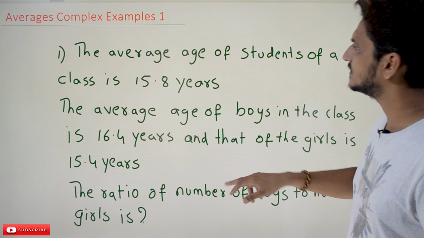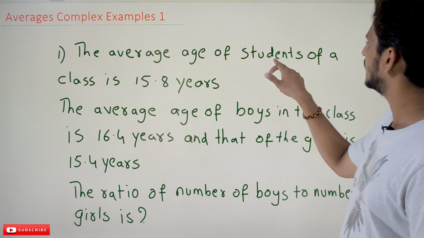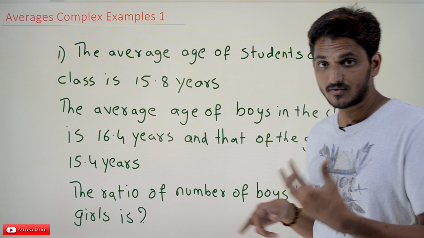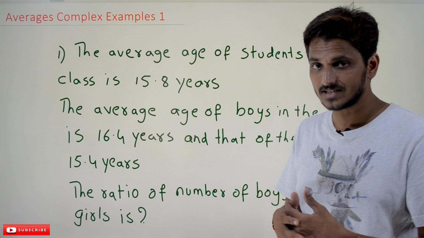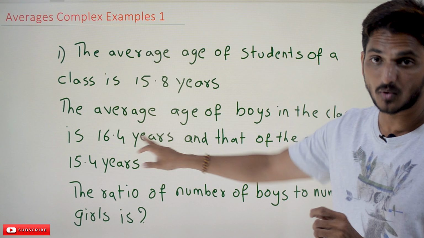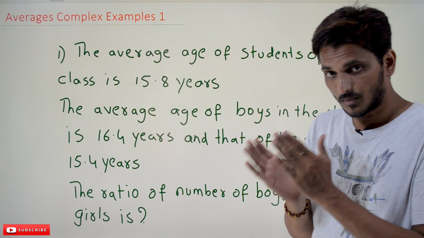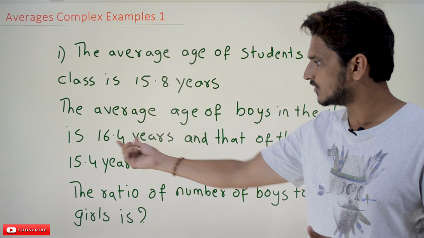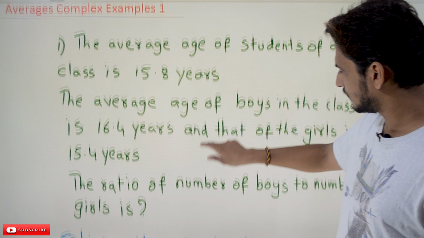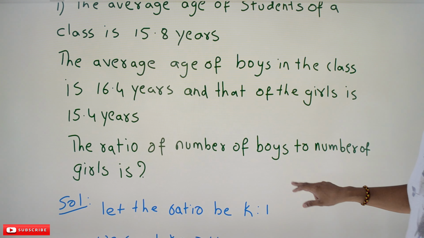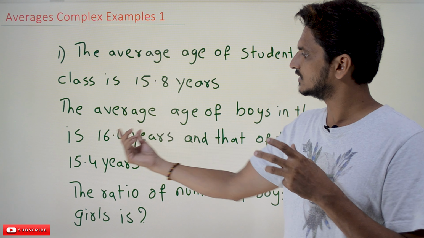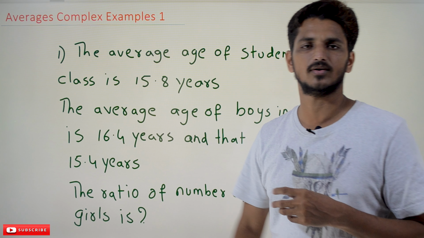the first one is: the average age of students of a class is 15.8 years. The average age of boys in the class is 16.4 years, and that of girls is 15.4 years. The ratio of number of boys to the number of girls is... See, in order to solve these examples, the total average, separate boys average and girls average were provided.